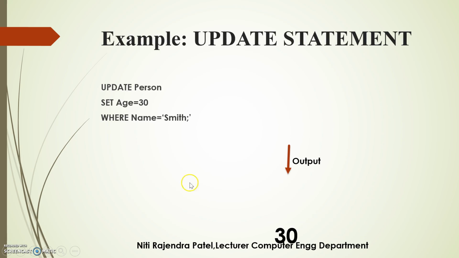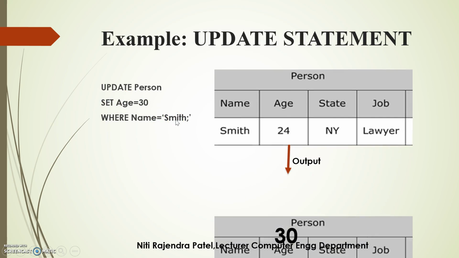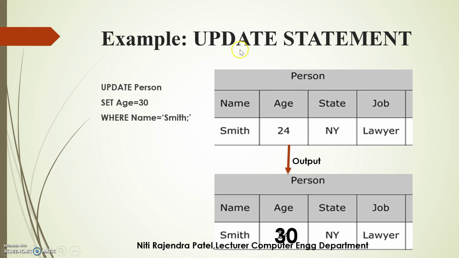Let us look into an example. If I want to update the person table and change the age of Smith to 30, I need to mention the condition with the where clause and the new values with the help of set. That is, update person set age equal to 30 where name is equal to Smith. So the table before the update had age equal to 24 for the person Smith, which is now updated to age equal to 30 for the person Smith.